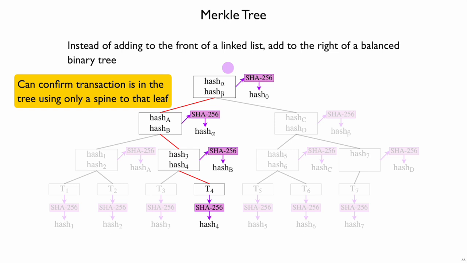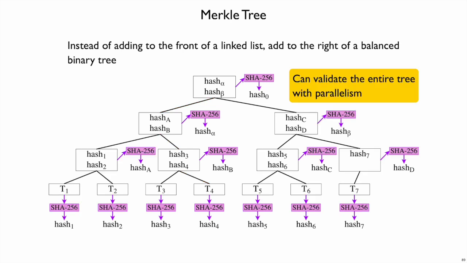Another good feature of this tree, though, is if I want to validate the whole tree, then I don't have to work just one node at a time. I can do the left subtree at the same time as the right subtree, say. In other words, I can apply parallelism to validate this whole tree.